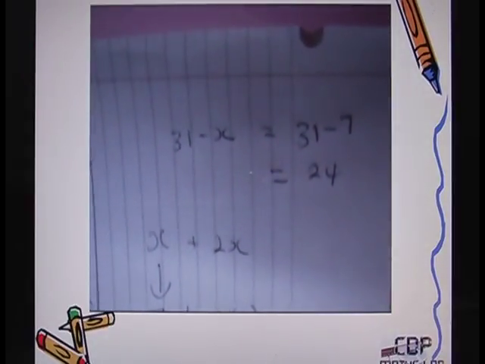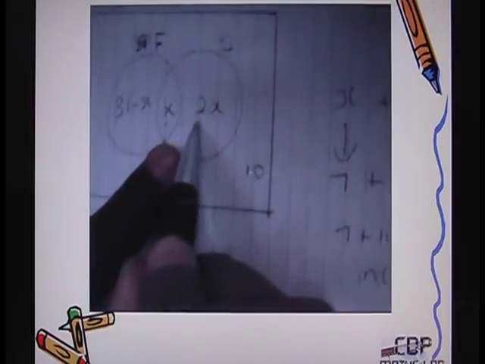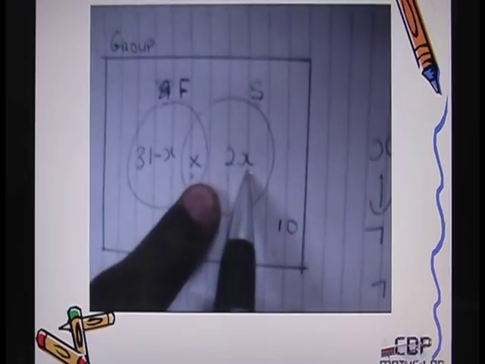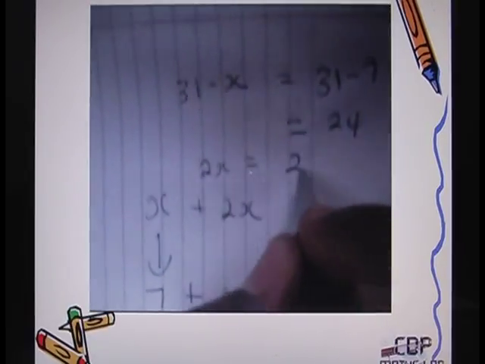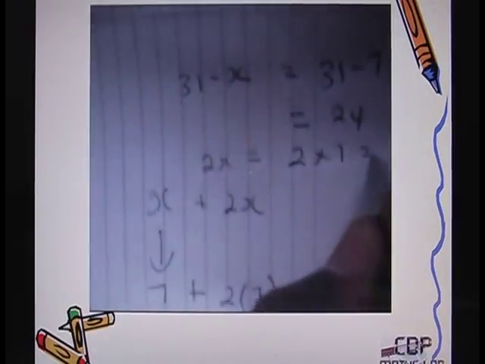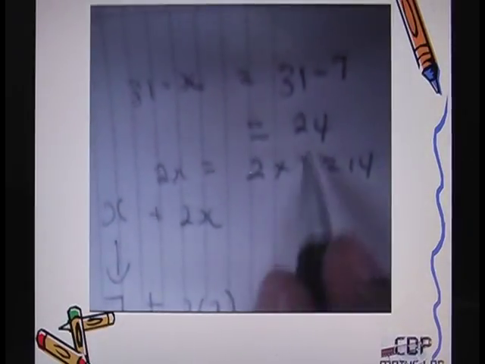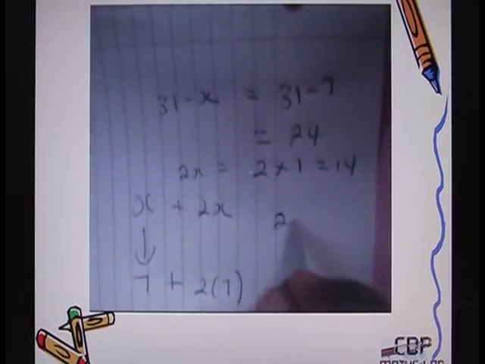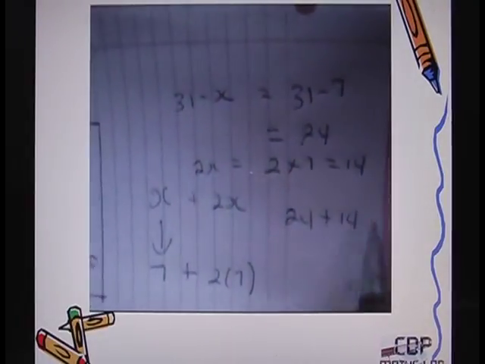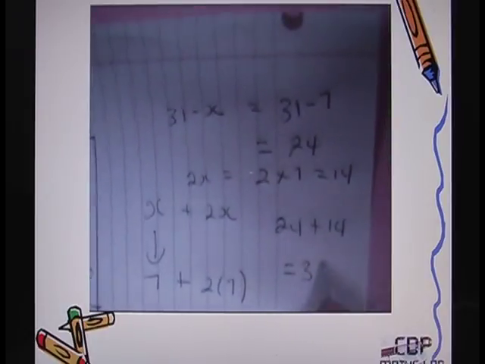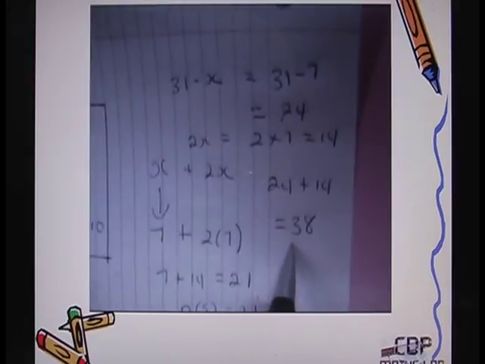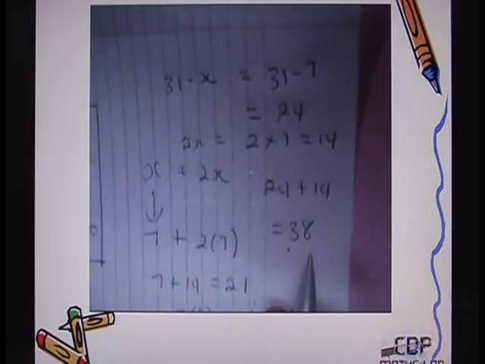Good. Now 2x over here, which is Spanish only, is 2 times x, which is 2 times what? 7. So 2x will now be equal to 2 times 7, which is what? 14. So we're going to add both numbers, the 24 and the 14. So 24 plus 14 will give us what? 38. And that is our answer for that. 38 students pass only one subject.